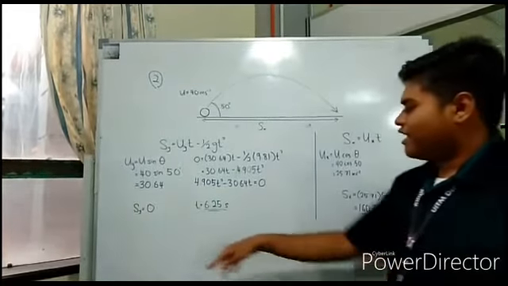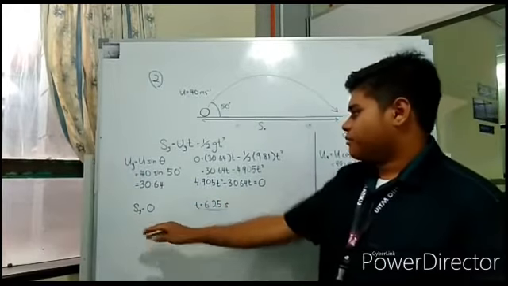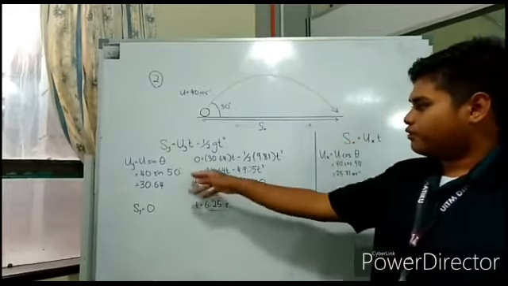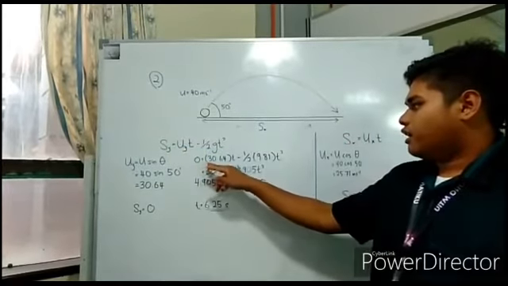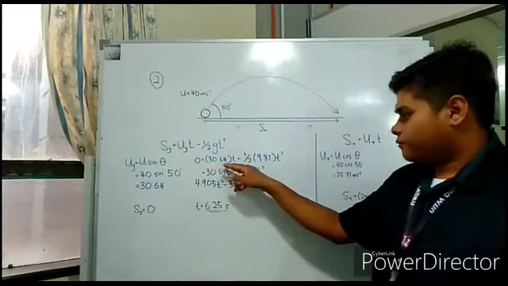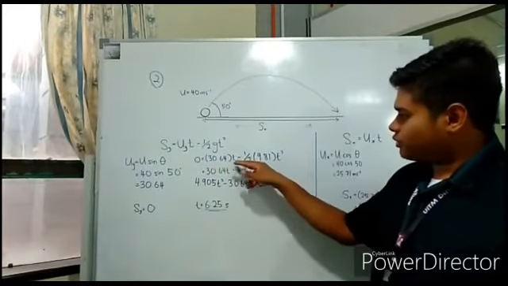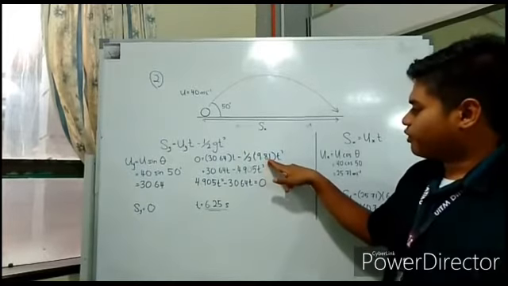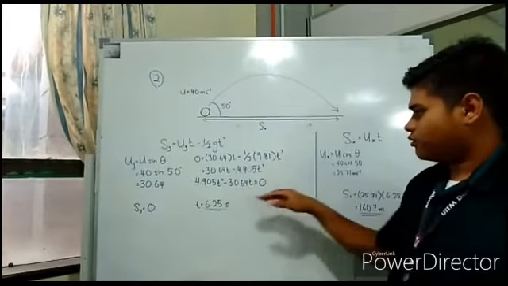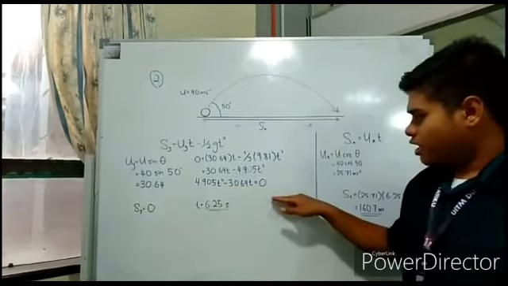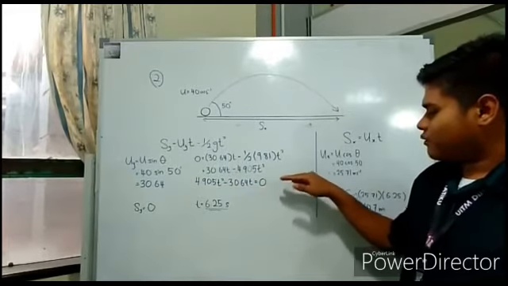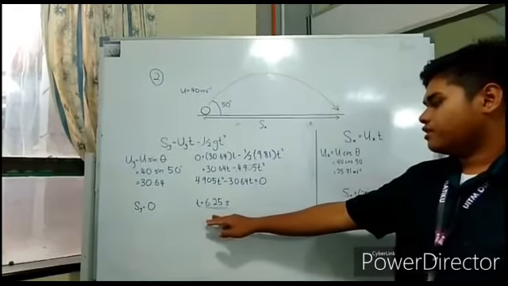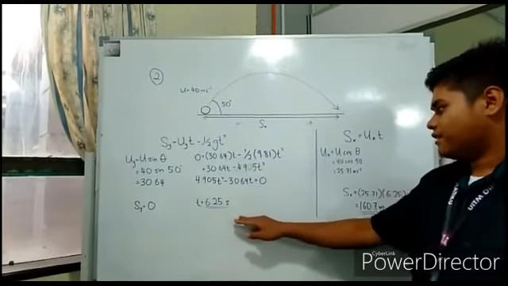Okay, sy is equal to 0 because sy represents the height. So we substitute into the formula: 30.64 multiplied by t minus 1 over 2 g, where g is 9.81, t square. So we got this equation. We can calculate using the calculator. So we got the value of t is 6.25 second.